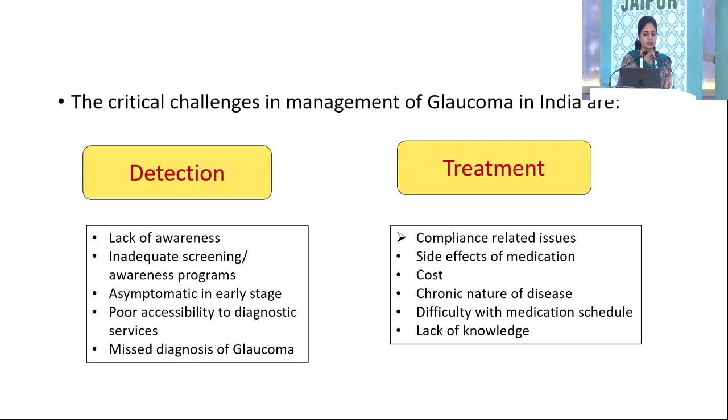So the critical challenges in the management of glaucoma in India are delayed detection and poor adherence to treatment. The causes of delayed detection can be lack of awareness, inadequate screening and awareness programs, the asymptomatic nature of the disease in early stages, poor accessibility to diagnostic services, and missed opportunities to diagnose glaucoma by the ophthalmologist. The causes of poor adherence to treatment can be compliance-related issues like side effects from the medication, cost-related issues, the chronic nature of the disease, difficulty with medication schedule, and lack of knowledge about disease progression.